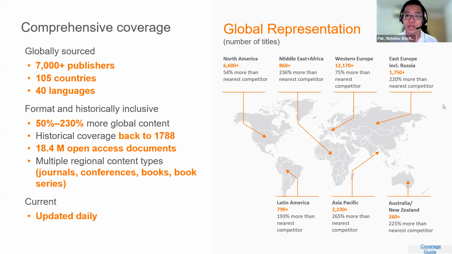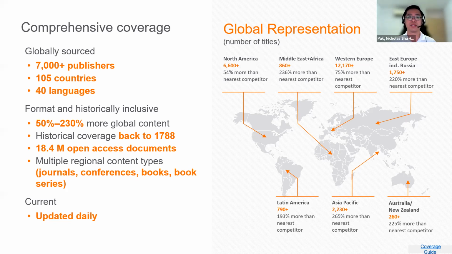What I think is really important and powerful here is that you're able to see the global representation in terms of titles. From, say, North America, we have about 54% more than our nearest competitor. Europe and Middle East, where we have about 236% more. Western Europe with 75% more, and Southeast Asia and APAC specifically, with about 2,200 titles, where we have about 265% more than our nearest competitor. This is really powerful, I think.